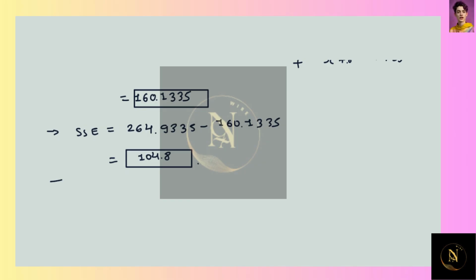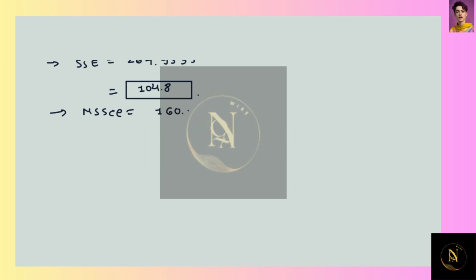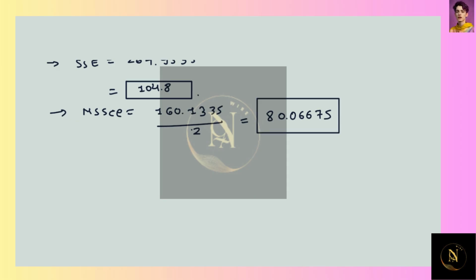Now let's write out the MSC. MSC is equal to 160.1335 divided by 2. We simplify and the answer is 80.066775. Now MSE is equal to 104.8 divided by 12. We simplify and the answer is 8.733. So this is the value.